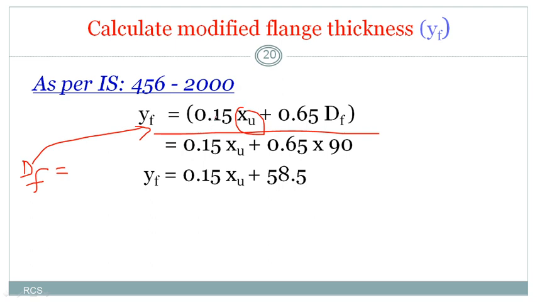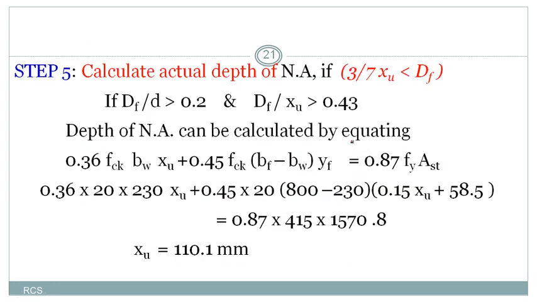So now this XU we have to calculate, in the next steps. We keep 0.15 XU the same, since we don't know the XU value. 0.65 into 90 gives 58.5. Finally, the YF value would be 0.15 XU plus 58.5. Then calculate the depth of neutral axis for this case.